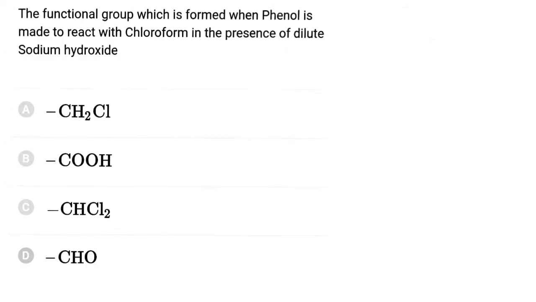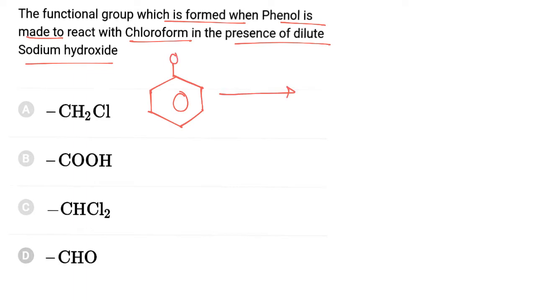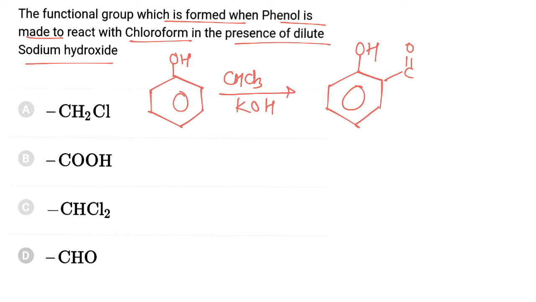The functional group which is formed when phenol is made to react with chloroform in the presence of dilute sodium hydroxide. So when phenol is treated with chloroform along with KOH, this will give salicylaldehyde as a product. Now this reaction is called the Reimer-Tiemann reaction. So CHO is a new functional group which is introduced, and hence the correct answer is D.